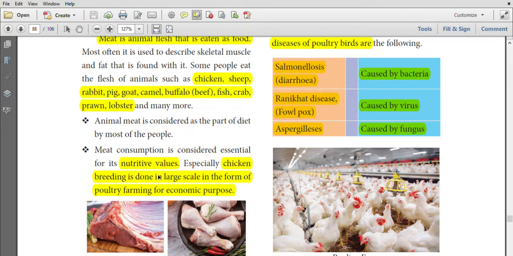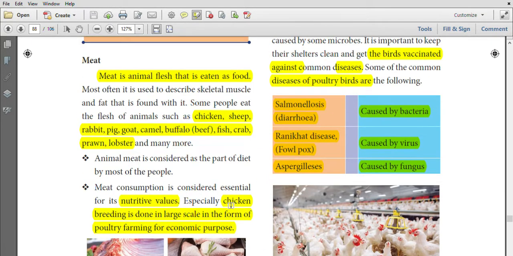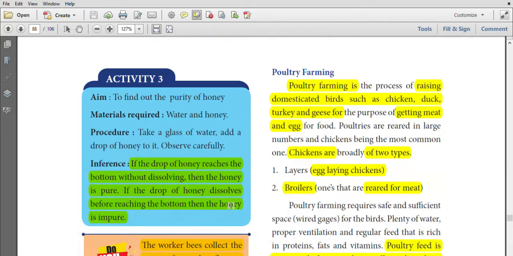Chicken breeding is done on a large scale in the form of poultry farming for economic purposes. Poultry farming is raising domesticated birds such as chicken, duck, turkey, and geese for getting meat and eggs. Chickens are of two types, egg-laying chickens and broilers. Broilers are reared for meat.